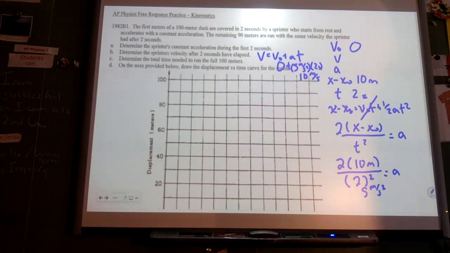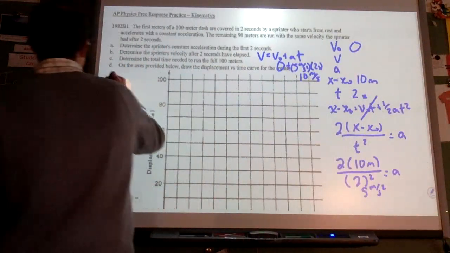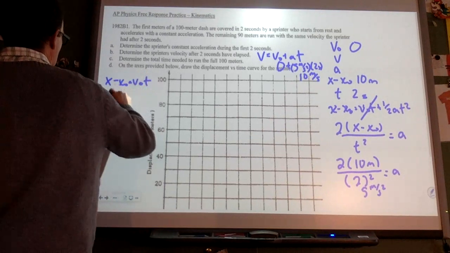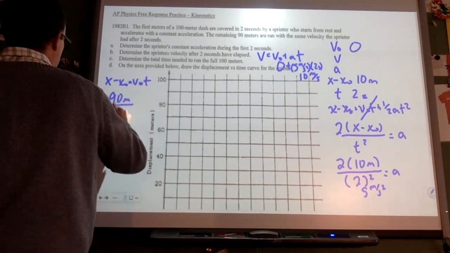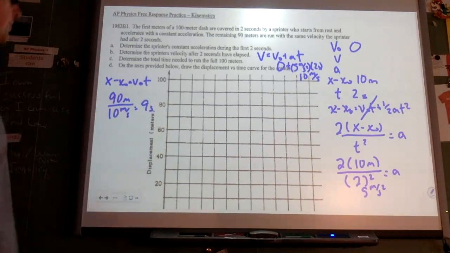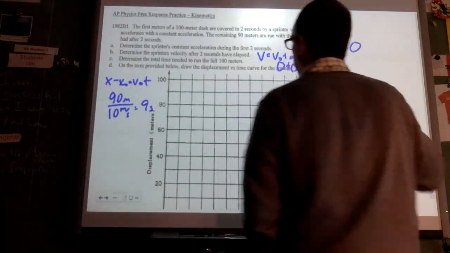Determine the time it would take. So I want to go 90 meters, and I go 10 meters per second, so that's going to give me 9 seconds. So the total time would be 11 seconds, because this portion was 2 seconds.